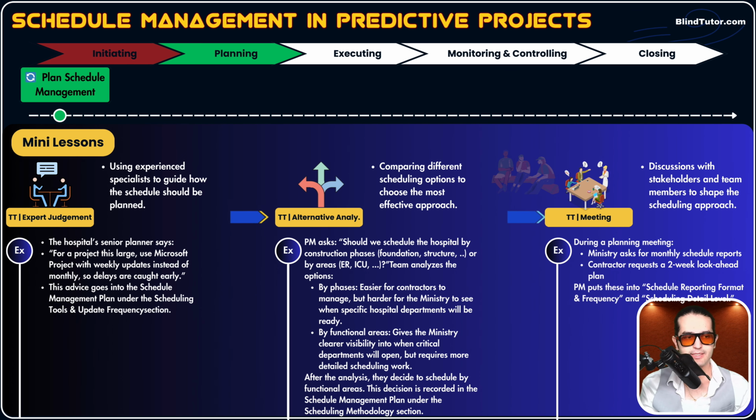Now, as you may see, each of the inputs and tools and techniques we covered helped us fill different sections of a schedule management plan, which is the goal of this process. Awesome. Now it is time to get into the output of plan schedule management. Let's get it done.